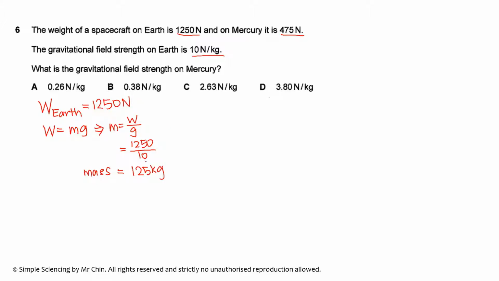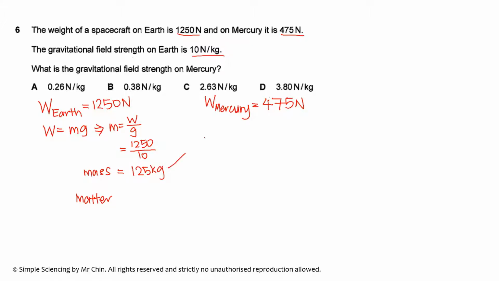Remember that the mass is the same regardless of which planet you are on, because the mass is the amount of matter in a body. So the mass will not change, whereas the weight of an object will change. Now let's look at the information for Mercury. The weight of the object on Mercury is given to be 475 newtons.